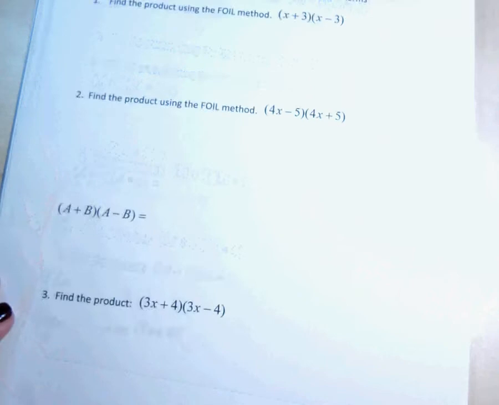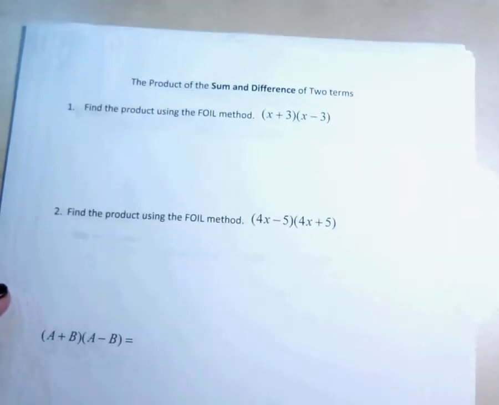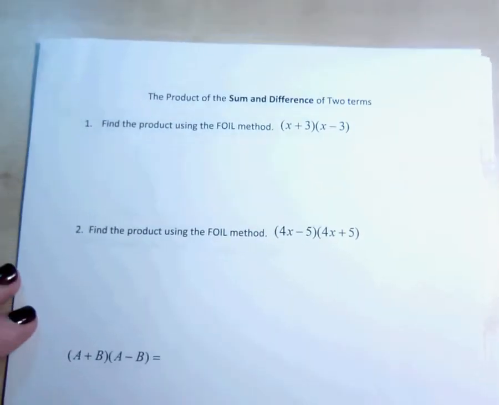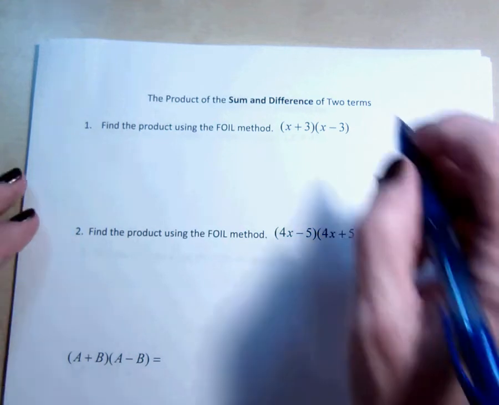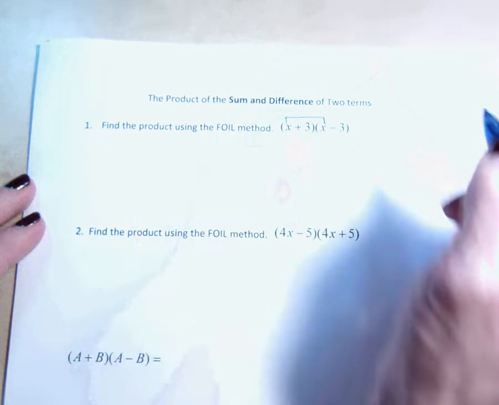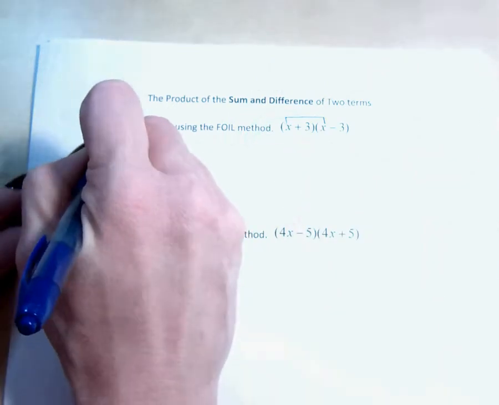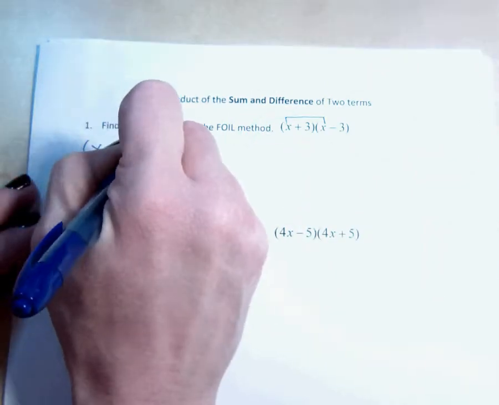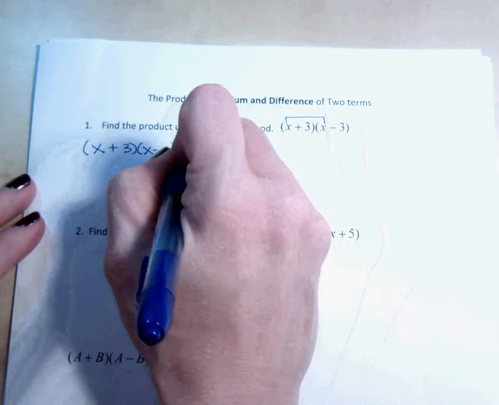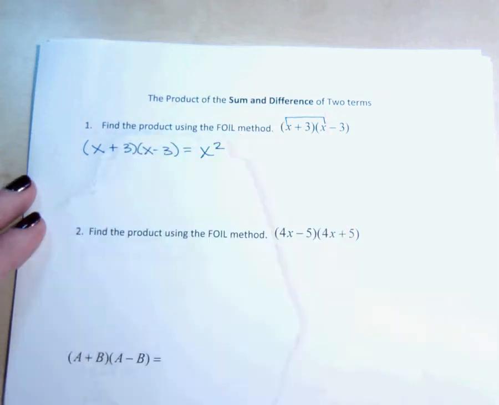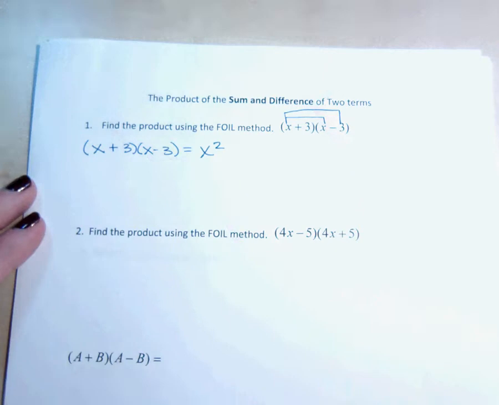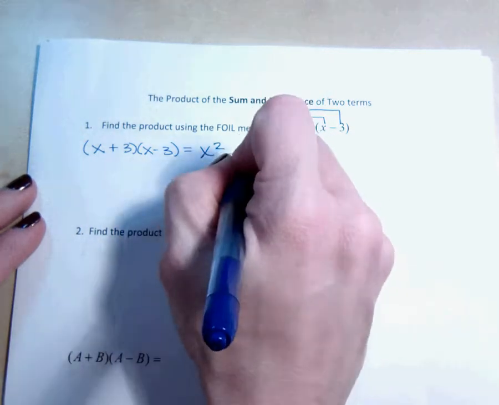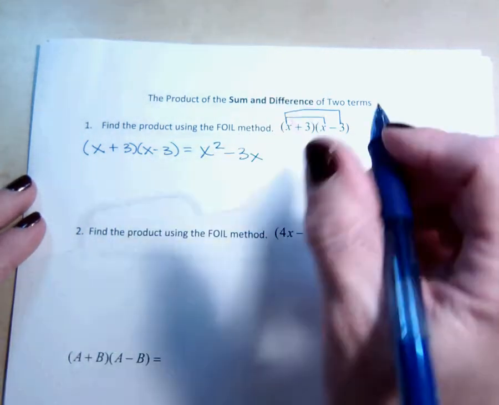Alright, let's look at the next page. Now this is called the product of the sum and difference of two terms. So it says find the product using the FOIL method. So we're going to use the same method we used before. We're going to do first, outside, inside, last. So the first two is x times x. That's going to give me x squared. The outside is going to give me x times negative 3. It's going to give me minus 3x.